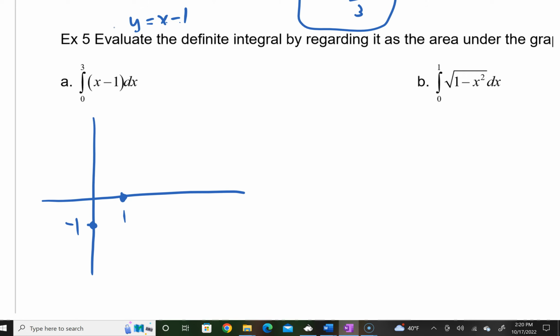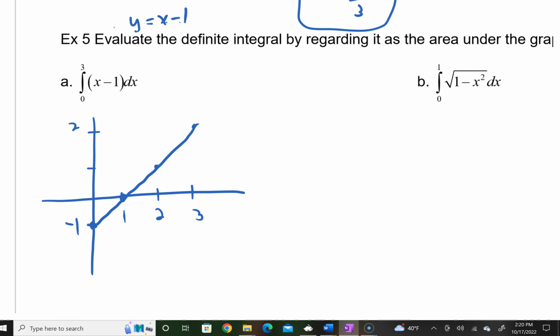And wow, you could even keep going. You could plug in a 2. You could plug in a 3. At 2, you're going to be here at a 1. And then at 3, 3 minus 1, you're going to be over here at 2. So, of course, we've got a straight line. It says evaluate the definite integral. We want not an estimate. We want the real thing.